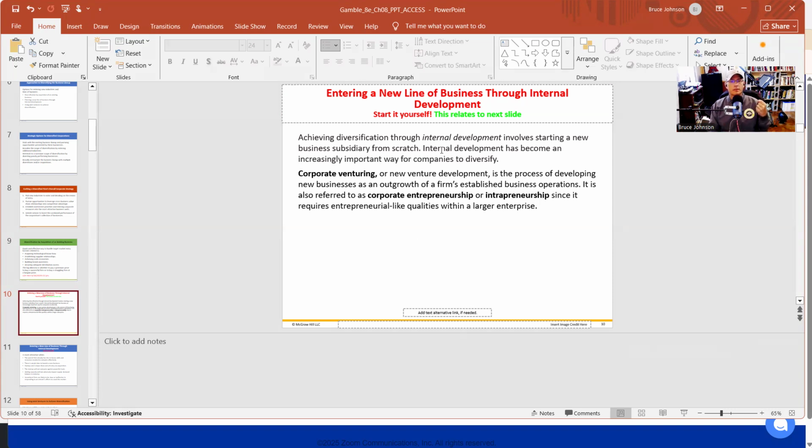So I'm just going to read this off. This is a preface to the next slide, which is talking about getting into that new line of business. Achieving diversification through internal development involves starting a new business subsidiary from scratch. That's what we're talking about. Internal development has become an increasingly important way for companies to diversify. Corporate venturing or new venture development is the process of developing new businesses as an outgrowth of a firm's established business operations. It is also referred to as corporate entrepreneurship or even intrapreneurship, since it requires entrepreneur-like qualities within a larger enterprise.